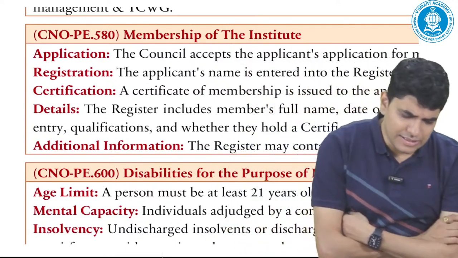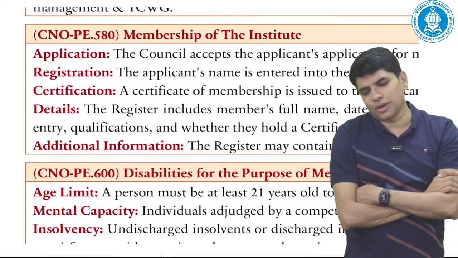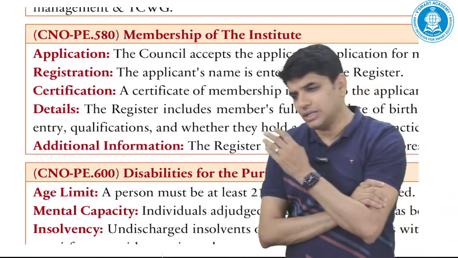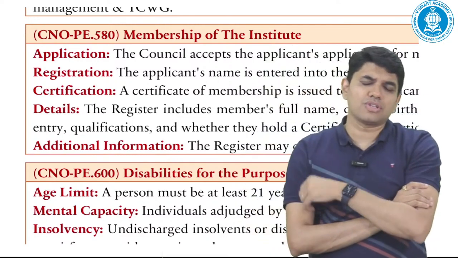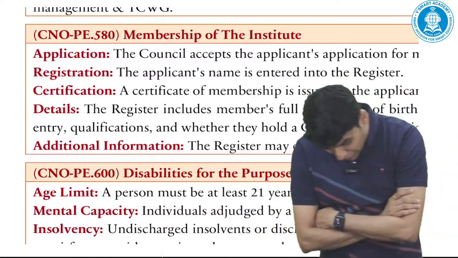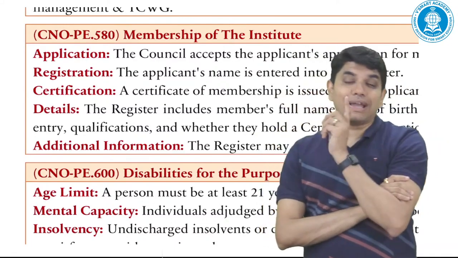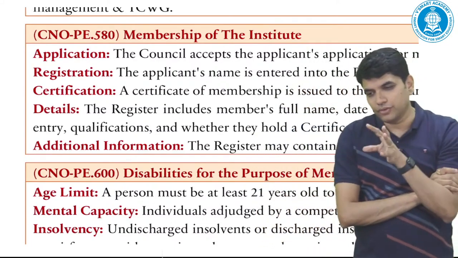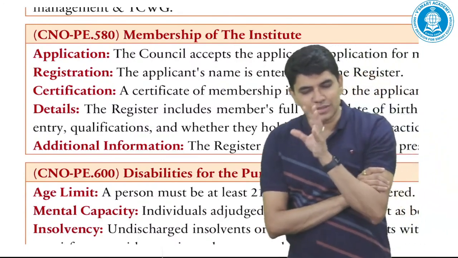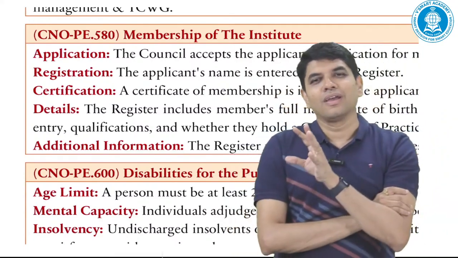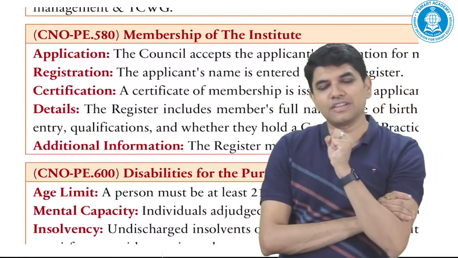Now, guys, let's see membership of the institute. As soon as you clear your CA exams, complete your articleship, and complete the other conditions and trainings which are given, you have to apply. You don't automatically become a member. You become eligible to become a member of ICAI. You have to fill up Form number 2 and submit it, requesting that you be admitted as a member of the CA Institute, and then you get a membership certificate and get registered as a member.